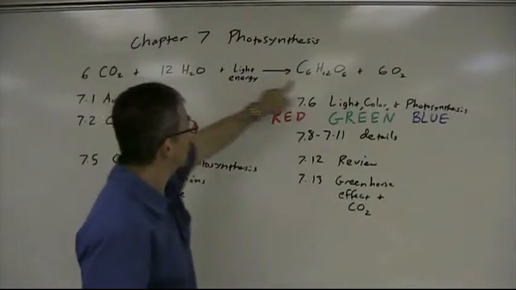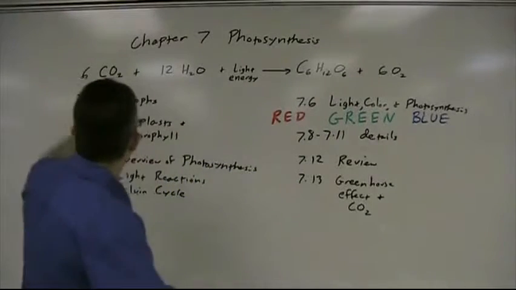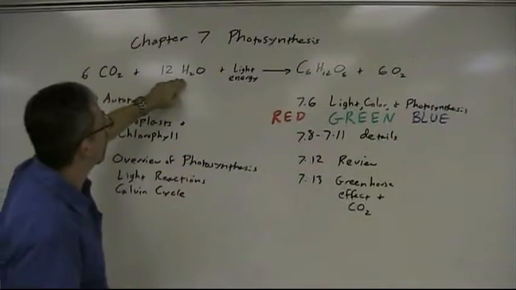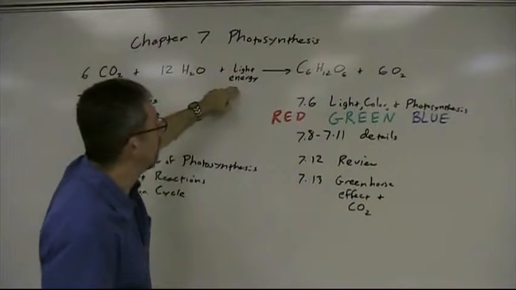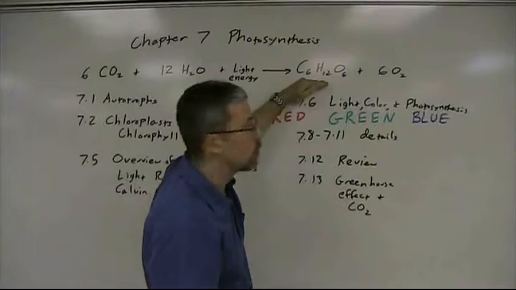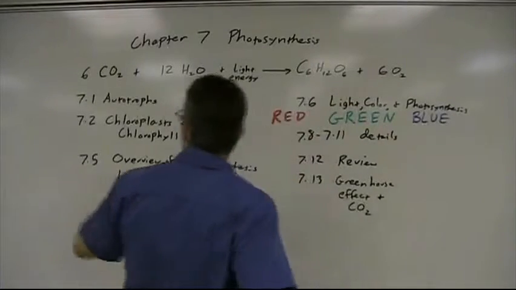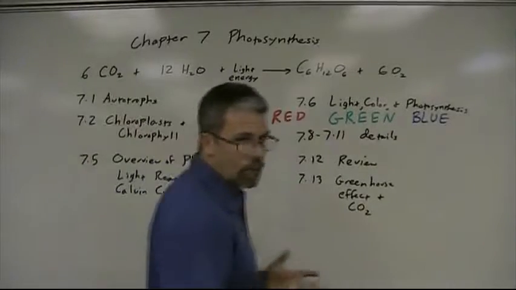Now, this is the photosynthesis equation, a short summary of the photosynthesis equation. This is carbon dioxide, water, light energy. This goes in. This produces a molecule of simple sugar, glucose, and some oxygen. Okay? Now, the first section goes over autotrophs.